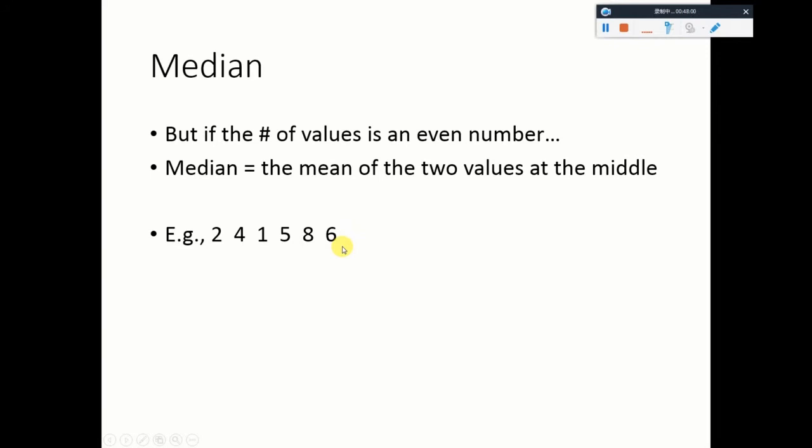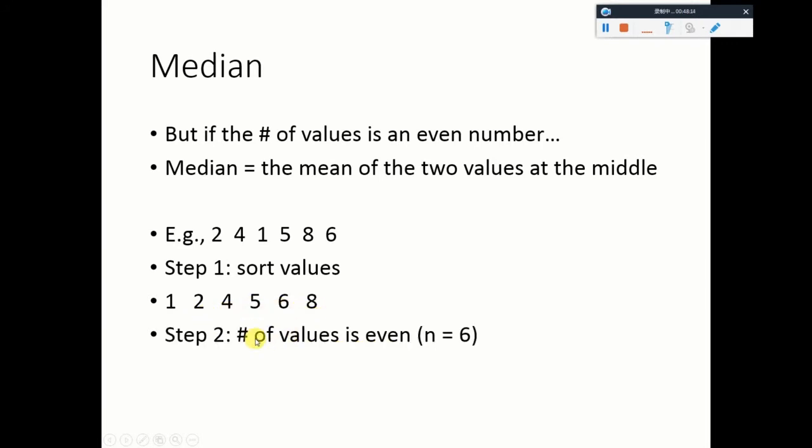We have the sample values 2, 4, 1, 5, 8, 6. Well, first of all, we need to sort these values into order. So again, we do it in ascending order, so it will become 1, 2, 4, 5, 6, 8. Okay, and now we'll count how many values there are in the sample. So it's 6 values, right? 2, 4, 6, 6 values.